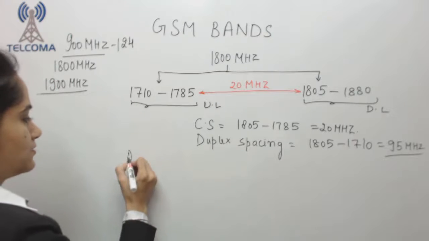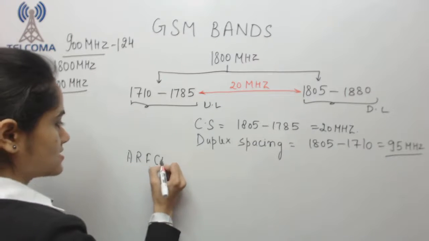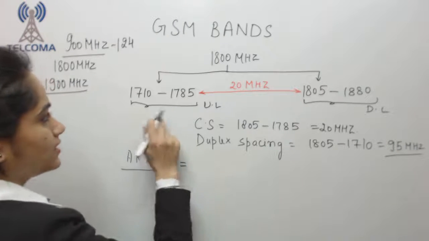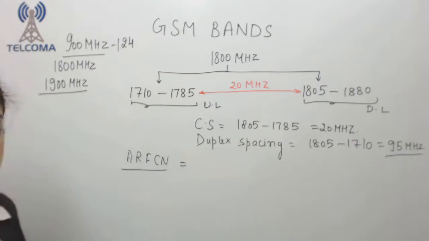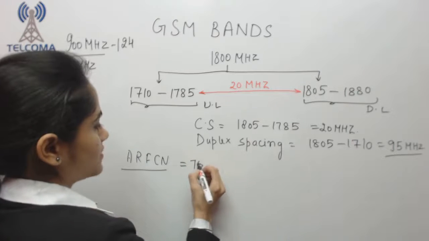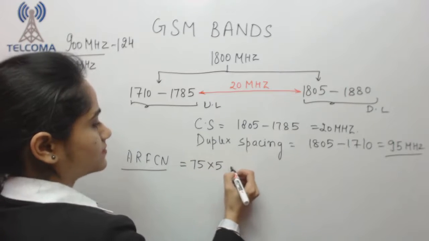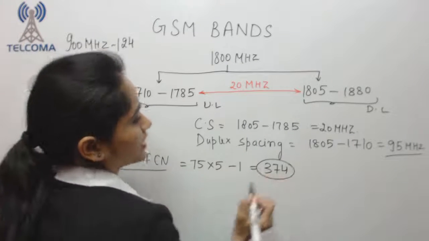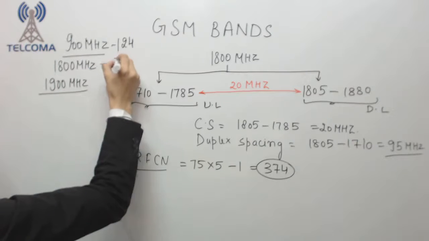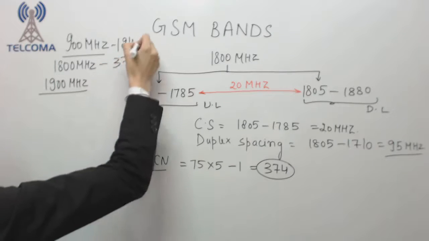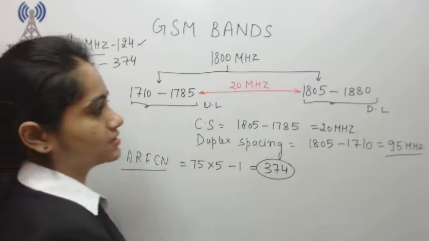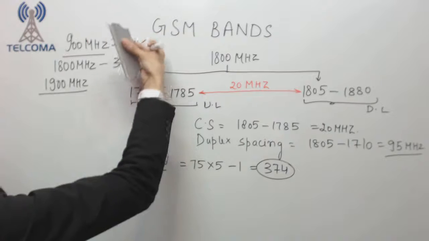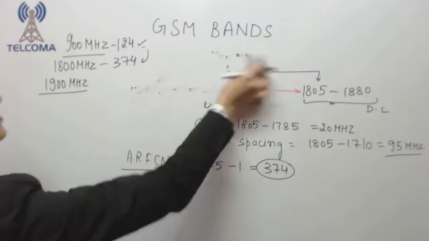Now let's calculate the total number of ARFCN in this. So ARFCN is this difference, that means we need to calculate the total difference. So we have 75, we need to multiply by 5 minus 1, which comes to 374. That means the total number of ARFCN is 374. Now we can see that the 900 megahertz band has lesser capacity. So that's why we need to jump to another band, which is the 1800 megahertz band.